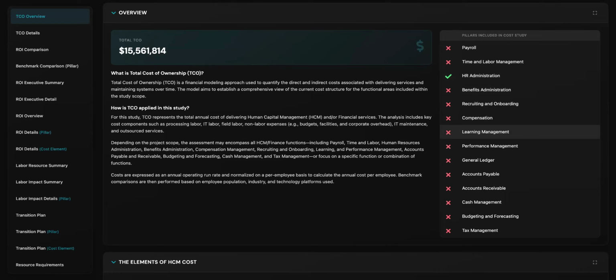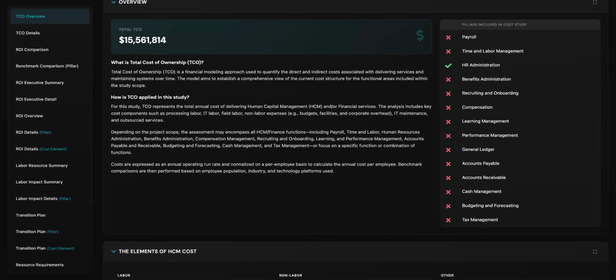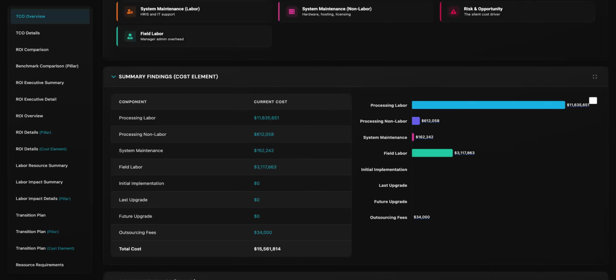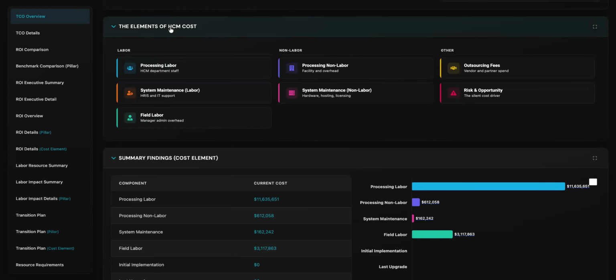But in any case, HR was the focus of this study. We only activated the HR pillar. Total cost for HR in this organization is $15,561,814.